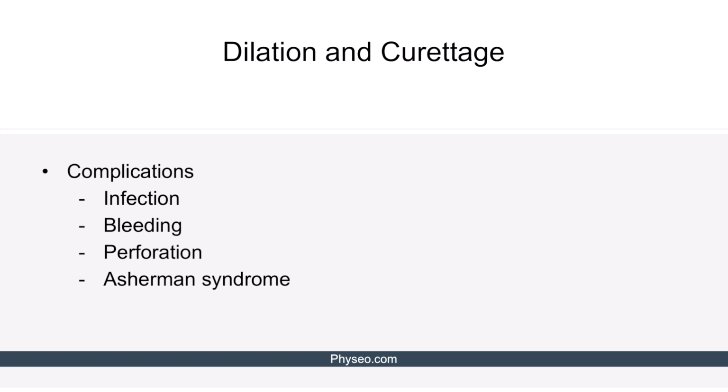Now, dilation and curettage has several important complications, and these include infection, bleeding, perforation, and even Asherman syndrome. The first three complications should make sense given that sharp surgical tools are used within the uterine cavity. And that last complication, Asherman syndrome, is discussed in our following lecture titled Follow-up Care of Pregnancy Termination.